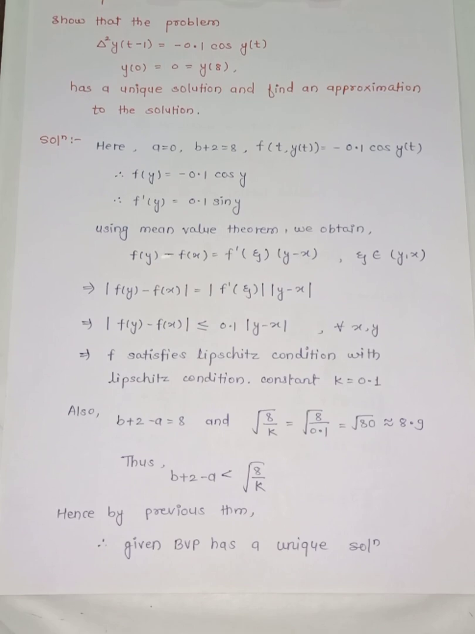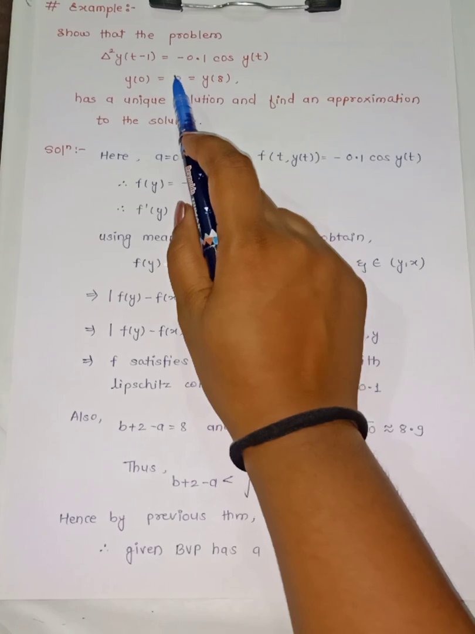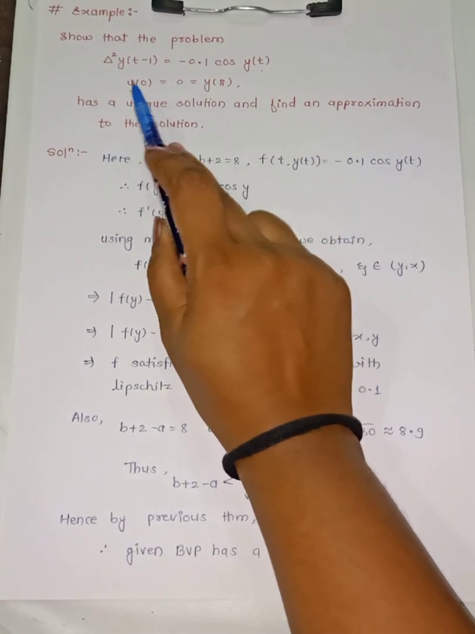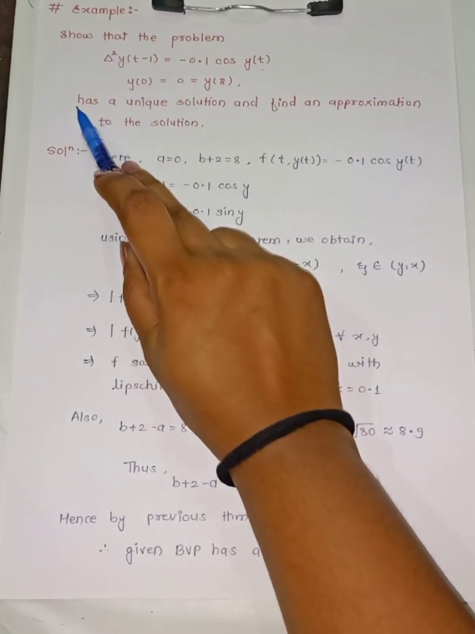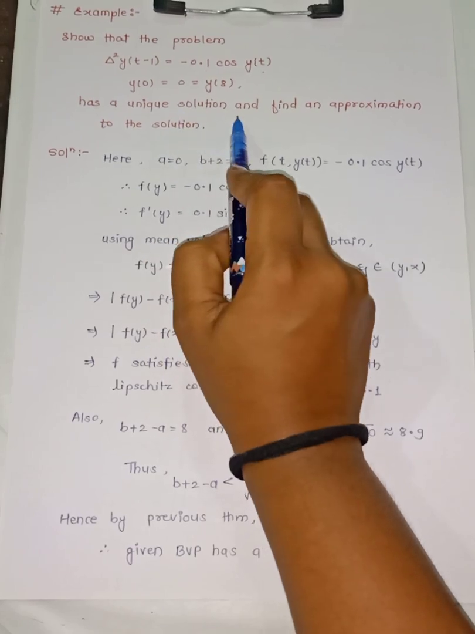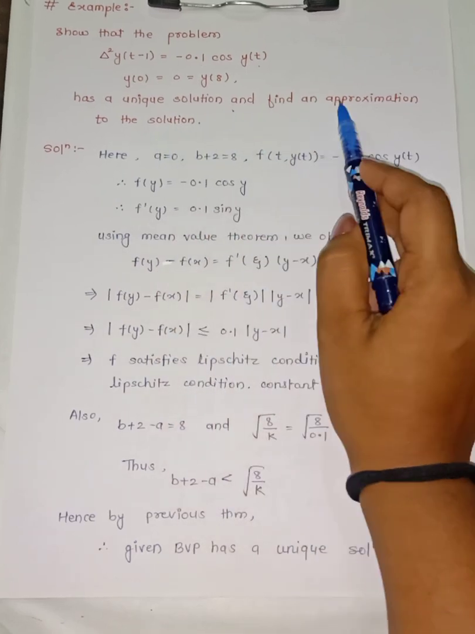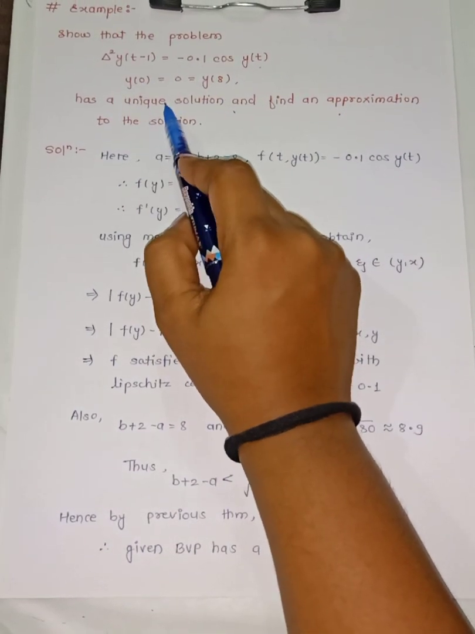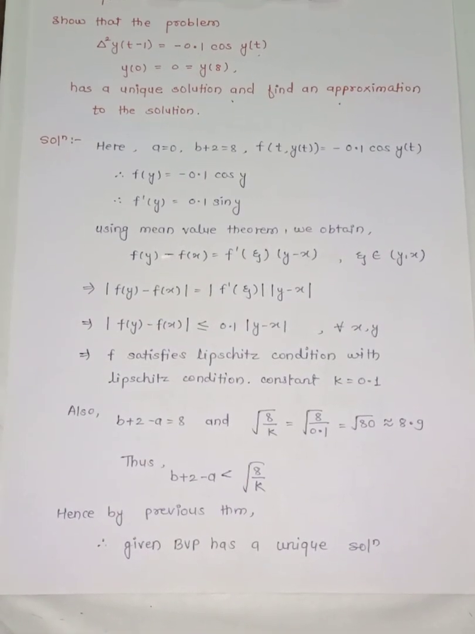So the question is, show that the problem delta square y of t minus 1 is equals to minus 0.1 cos y of t, आणि या कंडिशन दिलेला आहे y(0) and y(8) equals to 0, and it has a unique solution, and find an approximation to the solution. Approximation find करायचं आहे आणि या problem ला unique solution आहे हे दाखवायचं आहे. So let's start with the solution.